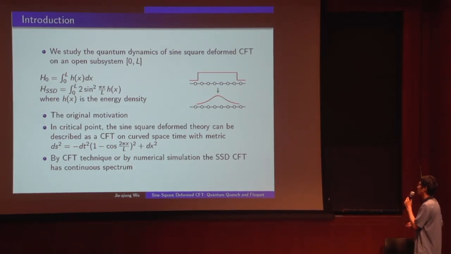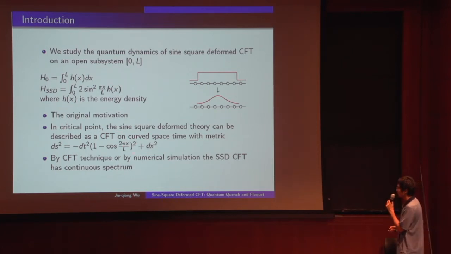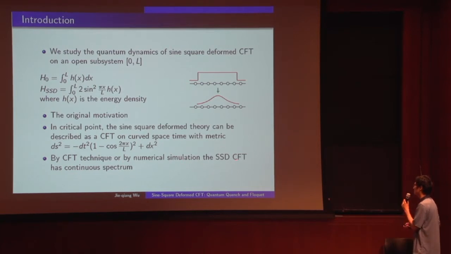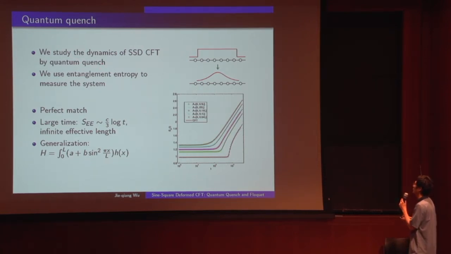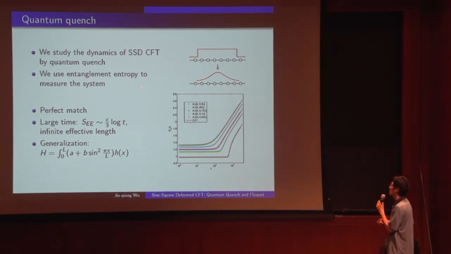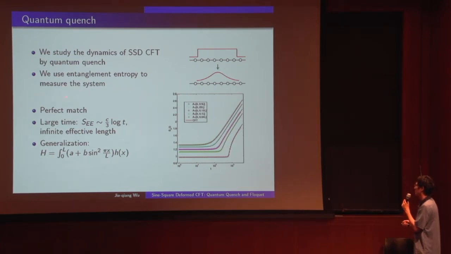At the critical point, the sine-square deformed theory can be described as a conformal field theory on curved spacetime with a metric like this. By CFT techniques or by numerical simulation, we found that the sine-square deformed CFT has a continuous spectrum. We studied the dynamics of this theory by a quantum quench, meaning we start from the original uniform Hamiltonian and quench to this new Hamiltonian. We use the entanglement entropy to measure the system. We found that the analytical calculation and the numerical simulation match very well, like this. You can also see that at late times the entanglement entropy behaves like log of t, where this is time and this is entanglement entropy. So even though the lattice is a finite system, from the entanglement entropy you see that the system behaves as if it has an infinite effective length.